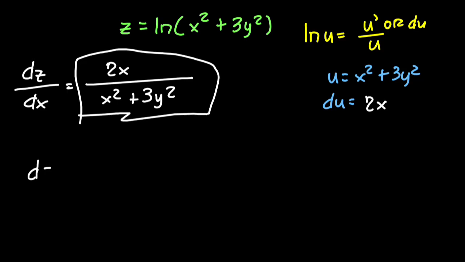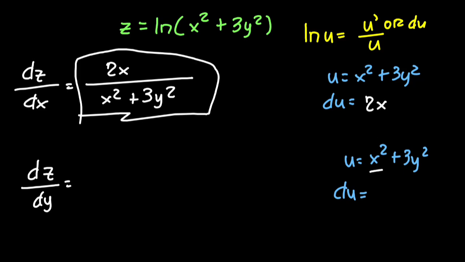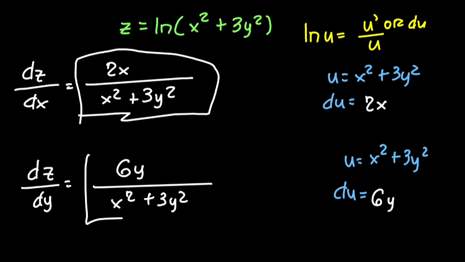So let's take the derivative of z with respect to y. Now, u here is the same, which is x squared plus 3y squared. Take the derivative of u with respect to y. So x here is a constant, so this would be 0. Derivative of 3y squared would be 6y. So this would be u prime, which is 6y, over u, which is x squared plus 3y squared.